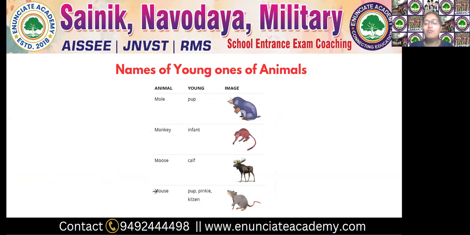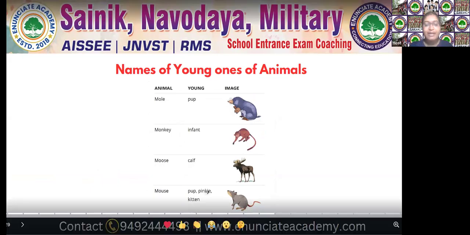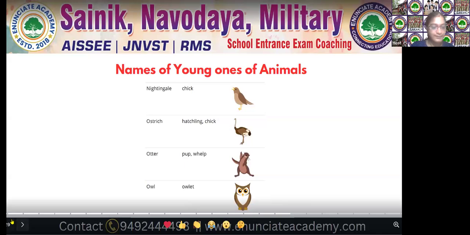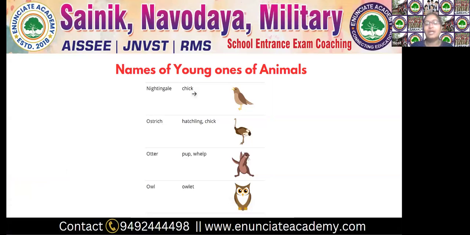And the young one of a mouse is called a pup, pinky or kitten. The young one of a mouse is called a pup or pinky or kitten. And the young one of a nightingale is called a chick. The young one of a nightingale is called a chick.